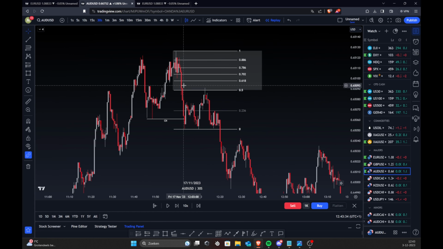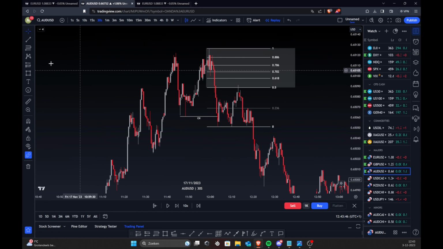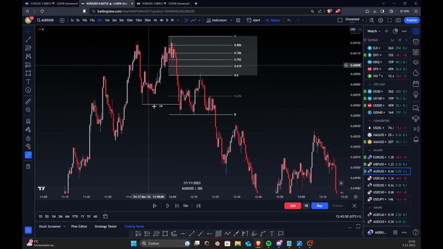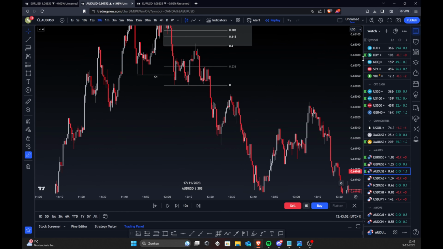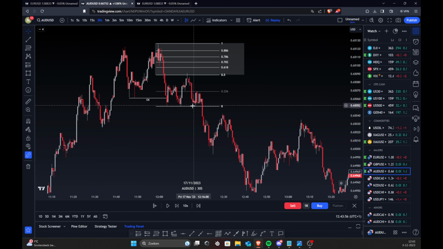Because you can also see we have imbalance here. Like I always say in the mentorship, it doesn't always have to fill the whole imbalance. It can simply tap it a little bit and fill it a little bit and then reverse on you. So what you can do here is when you see it tap this golden zone, the 0.5, 0.618, you can look for entries for short. And that's perfectly valid because we are in a premium zone in this case.